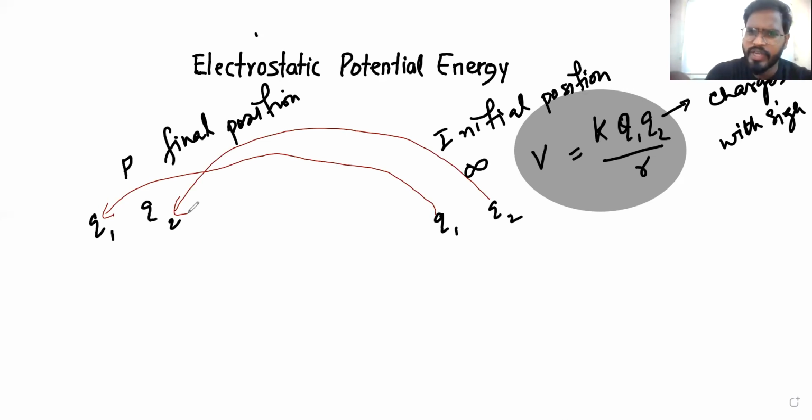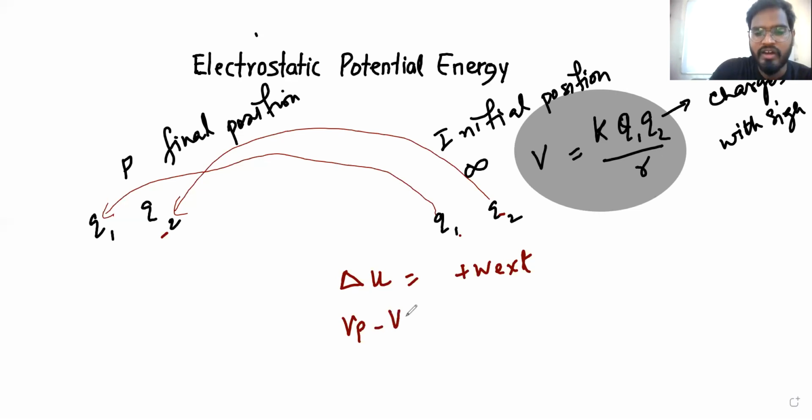So always there is going to be a change in potential energy, delta U, that is equal to work done by external force. Obviously we are bringing the charges from here to here. So change in potential, we can say, is potential at point P minus potential at infinity. Obviously change in potential is final point minus initial point. So that is what I wrote.